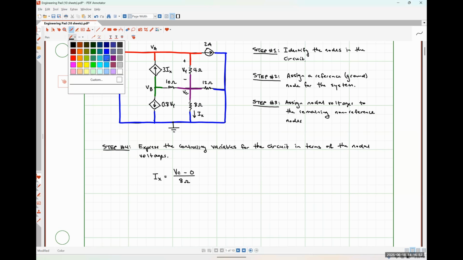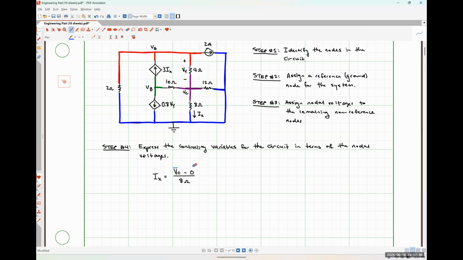So just to recap that, my current starts here and then flows down through the 8 ohm resistor. So it's starting from node C. That's where this VC came from. It's flowing to ground, which is 0, which is where this guy came from. And since it's flowing through an 8 ohm resistor, I just put 8 ohms on bottom. So that's really nothing more than Ohm's law, just to be clear. That's the voltage drop across the 8 ohm resistor divided by 8 ohms gives us the current flowing through the 8 ohm resistor. Okay. So that's how we're going to express currents.